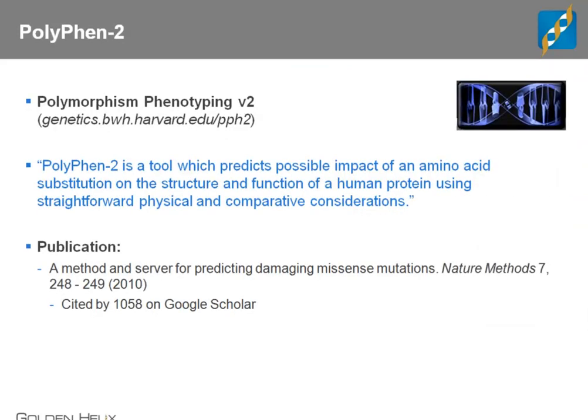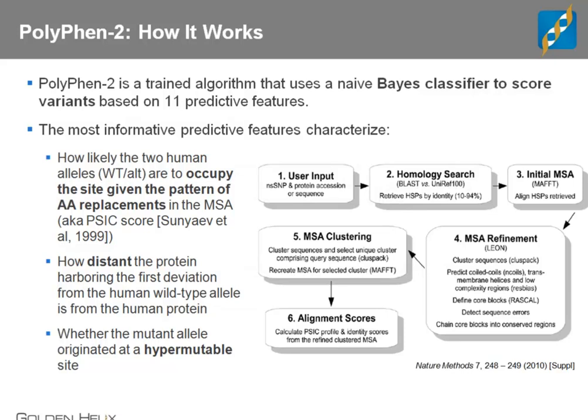So moving on, let's talk a little bit about PolyPhen-2, or polymorphism phenotyping version 2 as it's called. The current implementation was described in 2010. The original PolyPhen goes back about a decade before that, although PolyPhen-2 is substantially different from the original method and can't really be compared directly. So let's look at how it works.